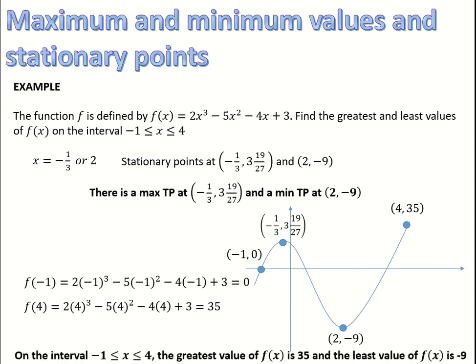In which case, we can now answer the question. On the interval where x is between minus 1 and 4, the greatest value of f of x is 35, and the least value of f of x is minus 9. Very long-winded question, but the beauty of questions like this is you get a lot of marks. You've just got to make sure you answer the question at the end and find all these different points. It's not enough to just find a maximum turning point and a minimum turning point. You can see from this graph that just because there's a maximum turning point, it doesn't mean it's the highest value on that function. So you have to look at either end of the interval.